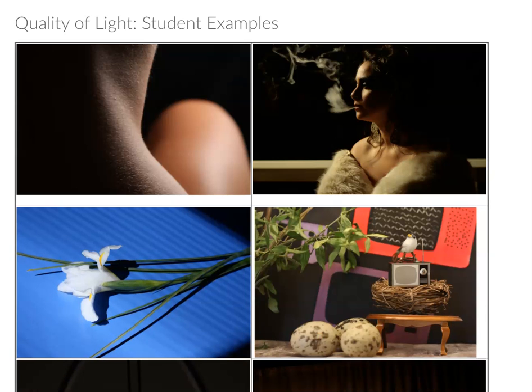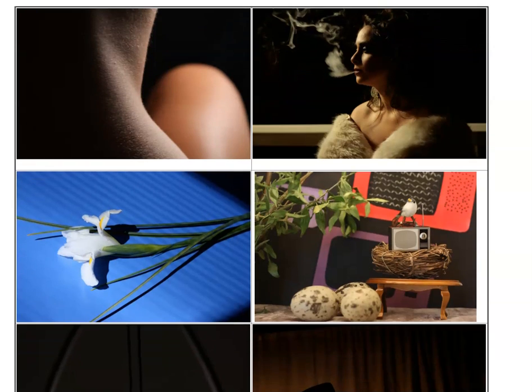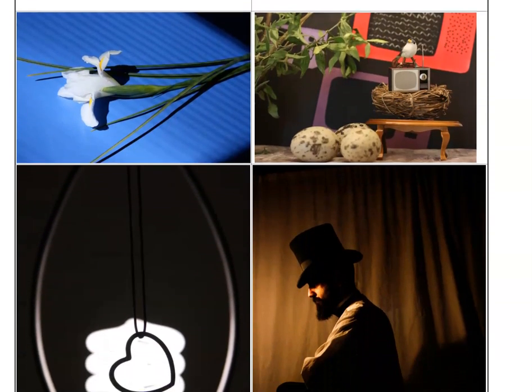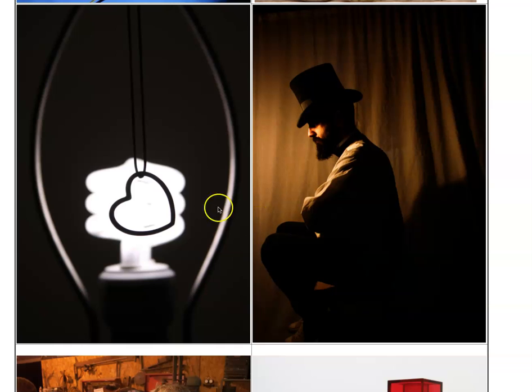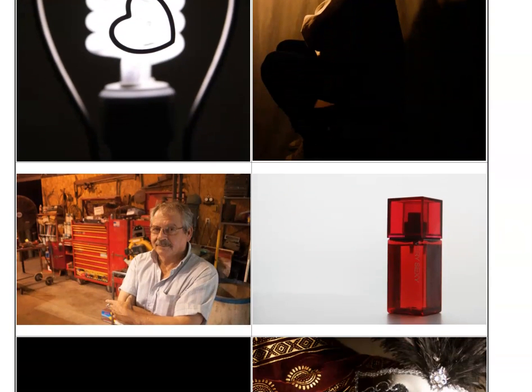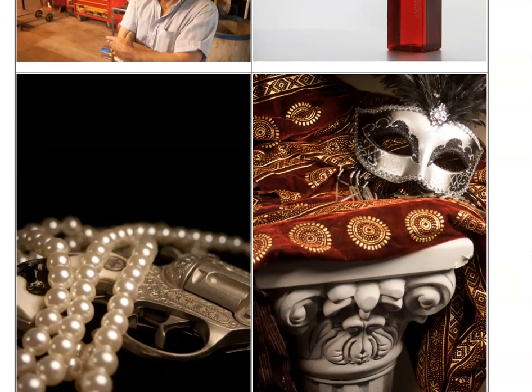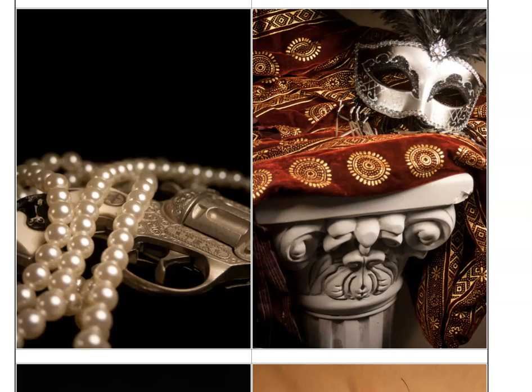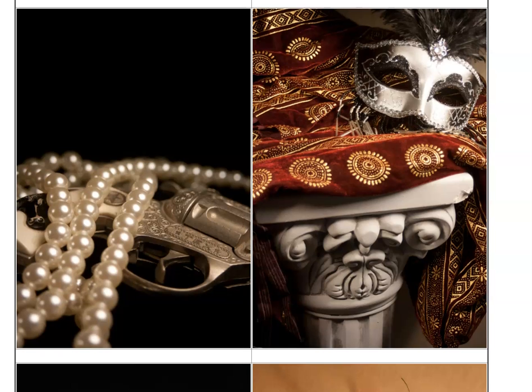And here's a bunch of samples of previous students' work that were playing around with different types of quality of light. So you have really high contrast, and then you have images that don't have as much contrast with more diffused light, and just different ways of thinking about maybe setting something up in your house and using just lamps that you have available to you.